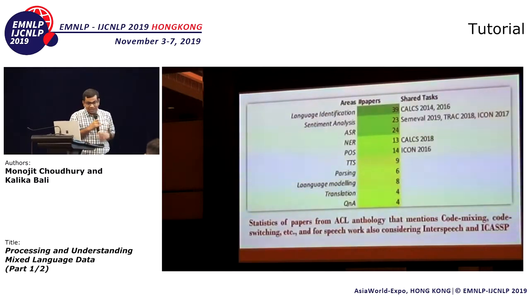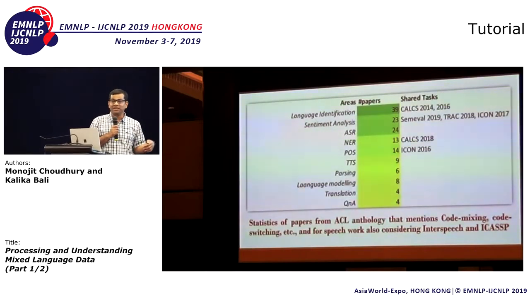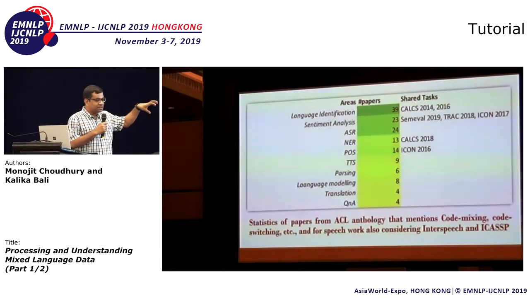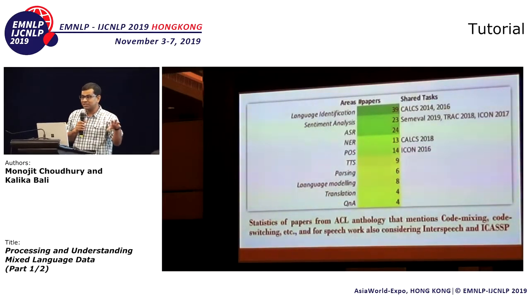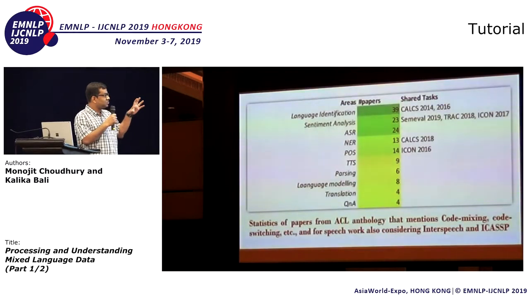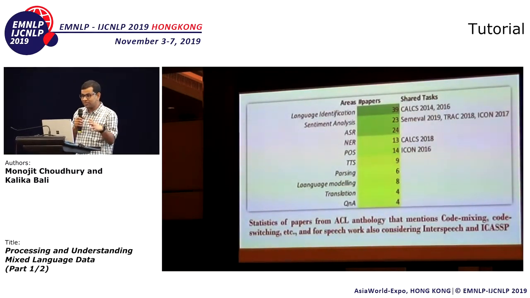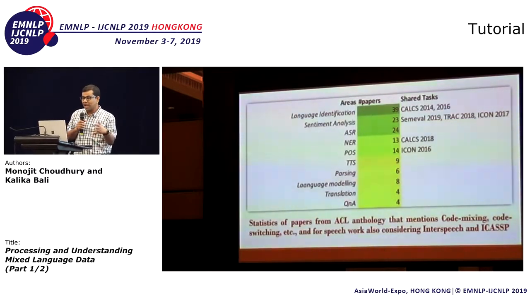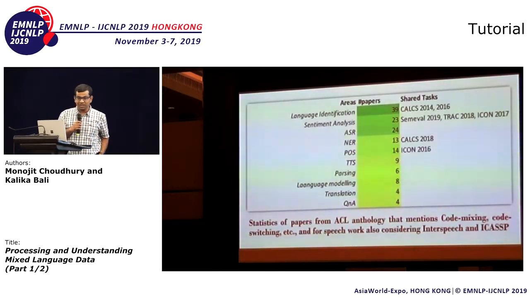So before that, here is the research on what has happened in these different tasks. For language identification, these numbers are the number of papers that have been published in the ACL Anthology. But for speech, we are not considering only the ACL Anthology. We are also considering Interspeech and ICASSP, because ACL doesn't have significant representation of speech.